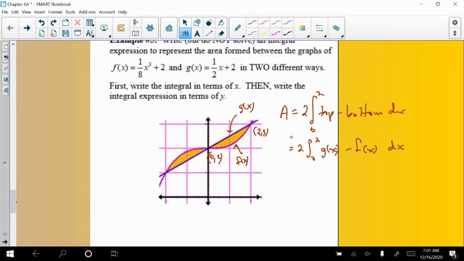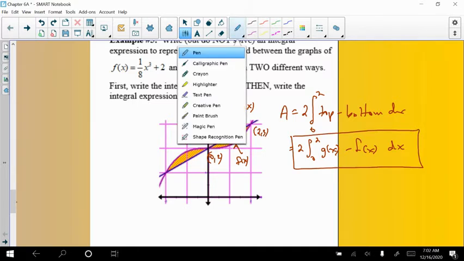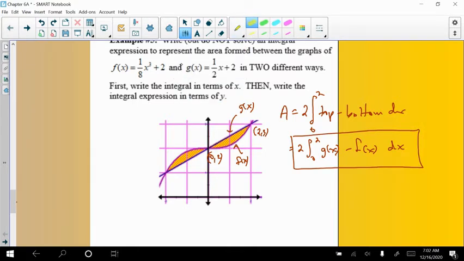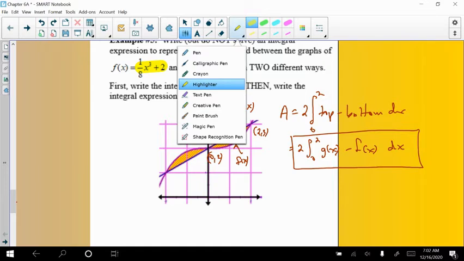Technically, that's one way to represent that area because I've already defined what f of x and g of x were. Now, if you wanted to write out what they were, that'd be fine too. It says first write it in terms of x, which is what I did. Then it says write it in terms of y. And that's sort of an interesting problem.